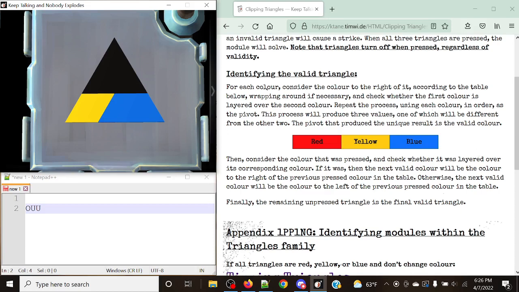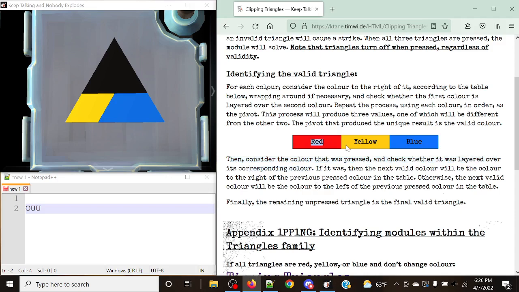Next up, we need to consider the color that was pressed in order to get our second press. And then obviously, based off of process of elimination, our last press is going to be the last color that is remaining. Keep in mind that there's only going to be 3 presses for this entire thing, because it is only 3 individual colors. And once we press one specific color, we essentially get rid of that entire color on the module here. So now we need to consider the color that was pressed and check whether it was layered over its corresponding color.